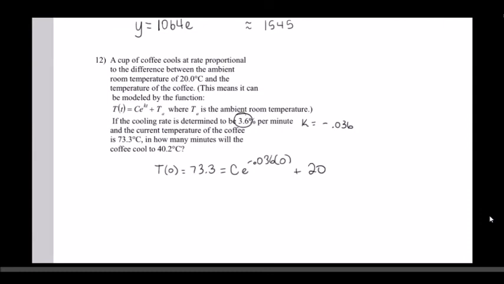Now, this exponent here is 0. e to the 0 power is 1. 1 times C is C. So this reduces to 73.3 equals C plus 20. Subtract 20 on both sides, so C equals 53.3.